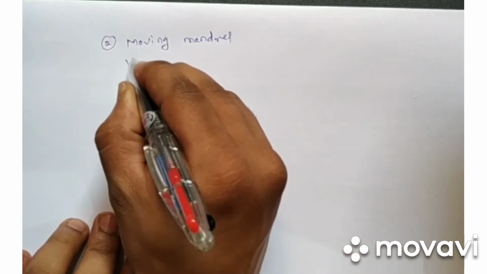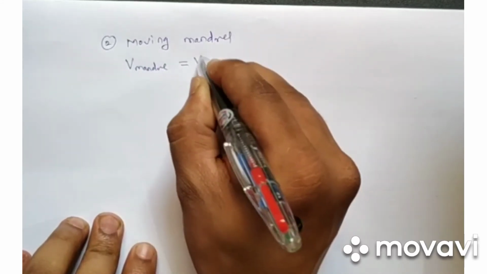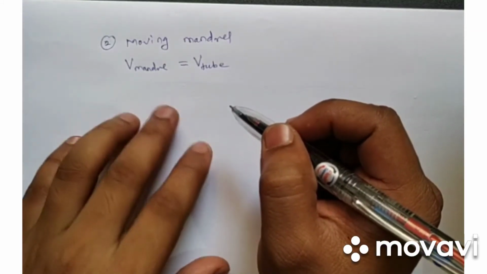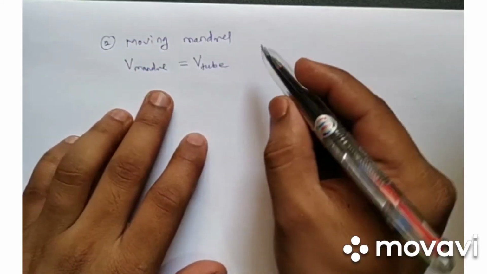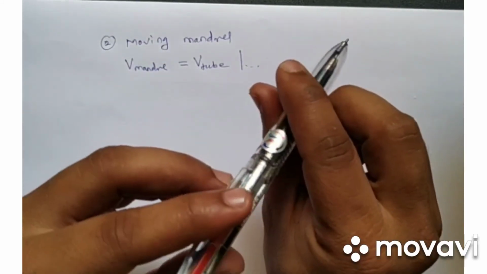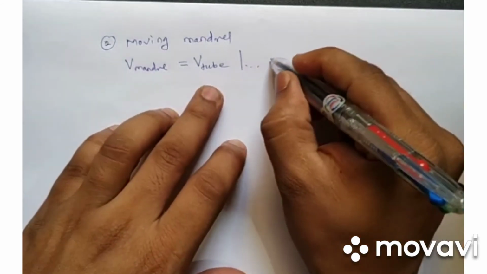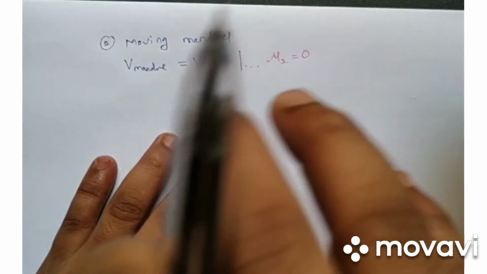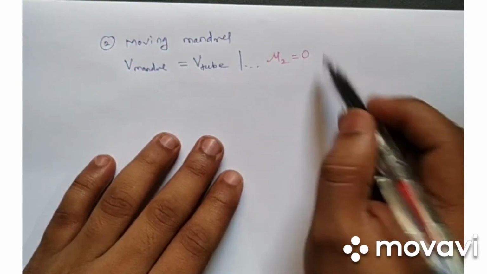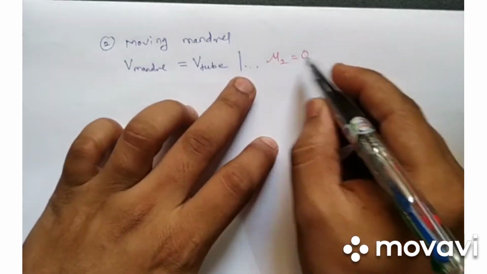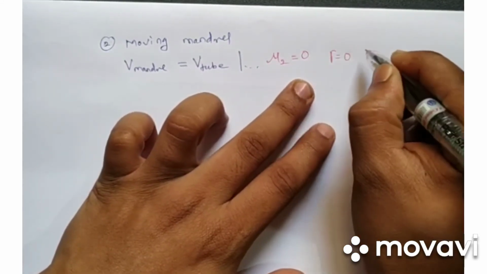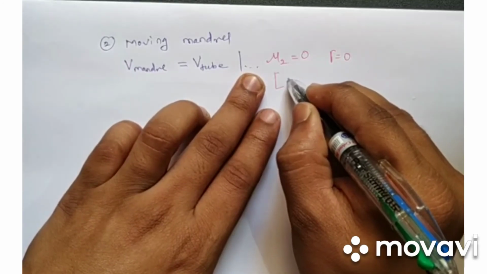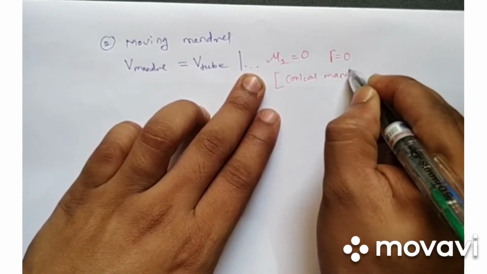So if we consider the mandrel is moving along the tube with the same velocity, say velocity of mandrel is equal to velocity of tube. Okay, now this is the case. What will happen is, as we have seen, the mu2 will become 0 because there is no relative motion, because both are moving together having the same velocity. That's why the coefficient of friction mu2 will be 0, and gamma is also 0. A conical mandrel cannot be used here, right?